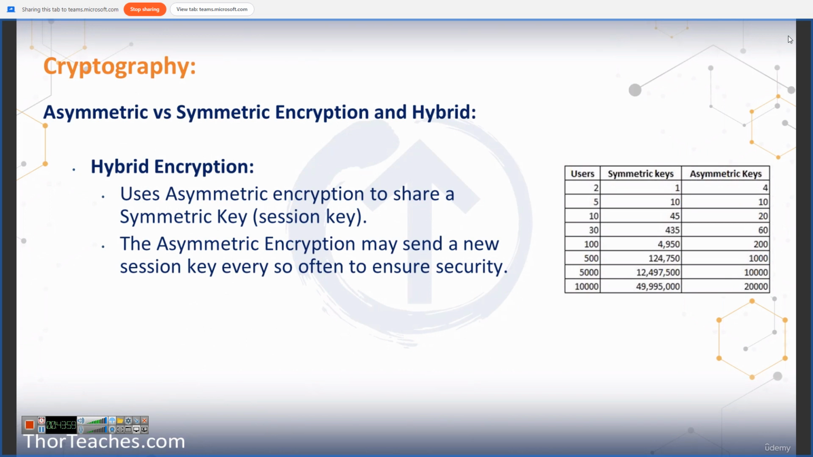Now, for the actual data we send over the internet, we really use hybrid encryption because both symmetric and asymmetric have things they're really good at. Asymmetric is good about sharing the keys over the unsecured medium, the internet. Symmetric encryption is awesome about sending data fast, but we need to be able to share that symmetric key before we can start the fast data transfer. Asymmetric encryption can help us do that.